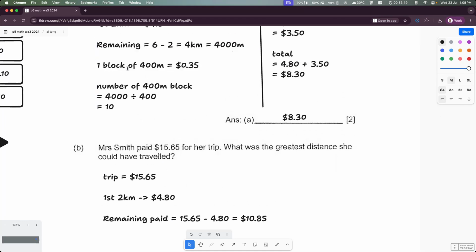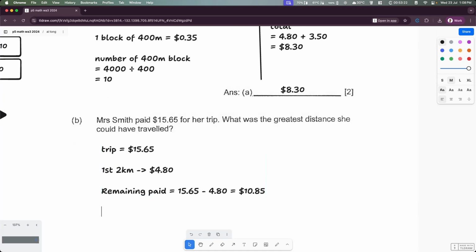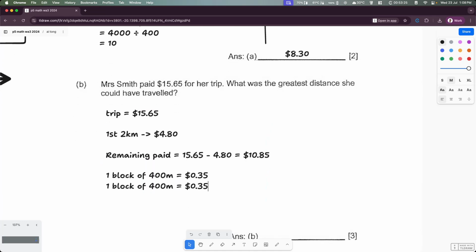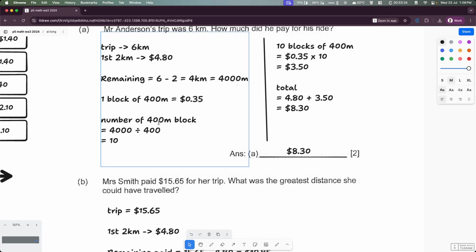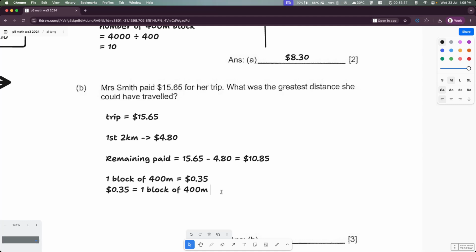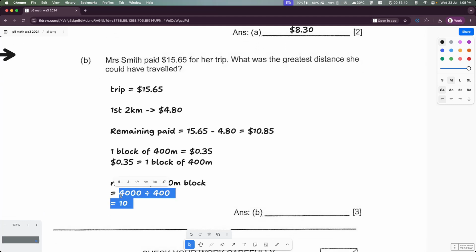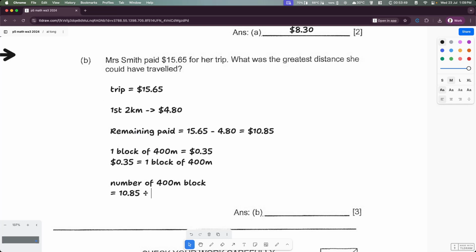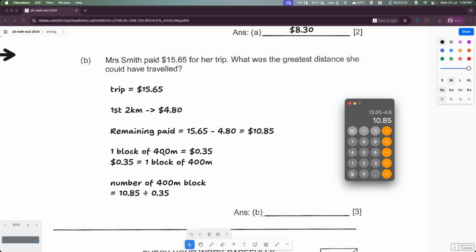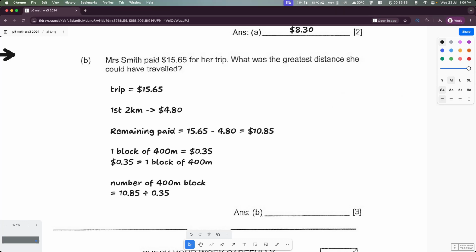So we know that one block of 400 meters is 35 cents. So what we can do is the same thing, number of 400-meter blocks is equal to 10.85, and then we divide it by 0.35. Okay, so let's use the calculator. 10.85 divided by 0.35, and it gives us 31. Okay, so we know that this is 31 blocks, right?